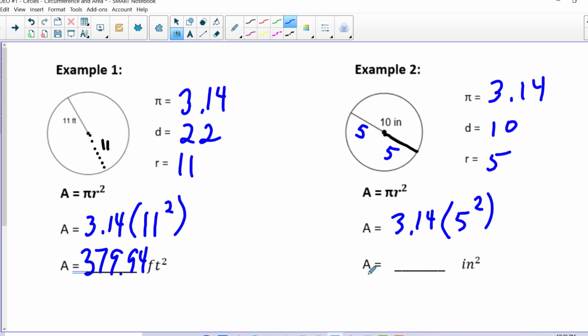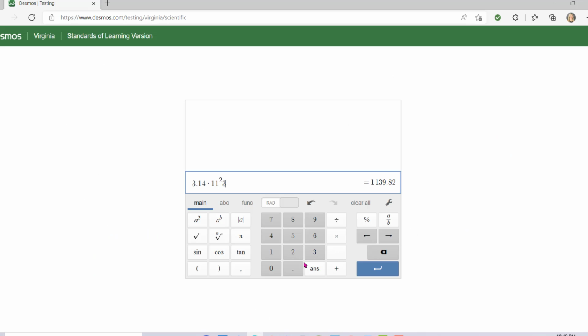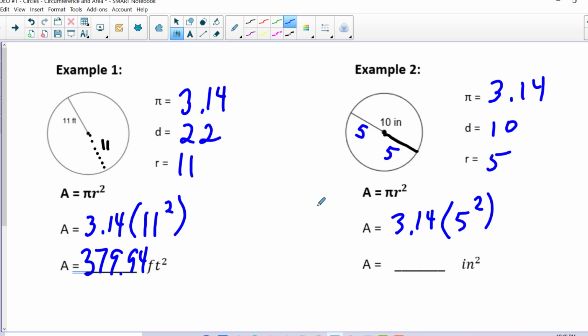Now let's put this into our calculator. So we will say, let me clear that. We'll put 3.14 times 5, the radius, squared. Hit that square button, and we get 78 and 5/10. And notice it's inches squared, because again, we're finding the area, which is filled in with squares, so square inches.